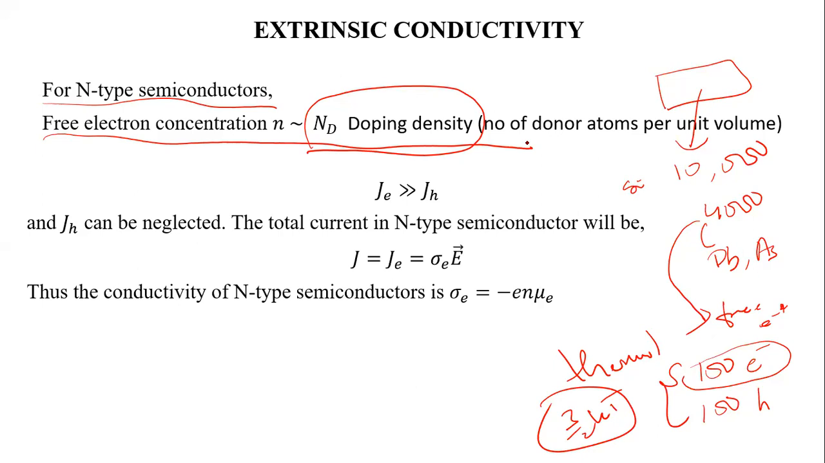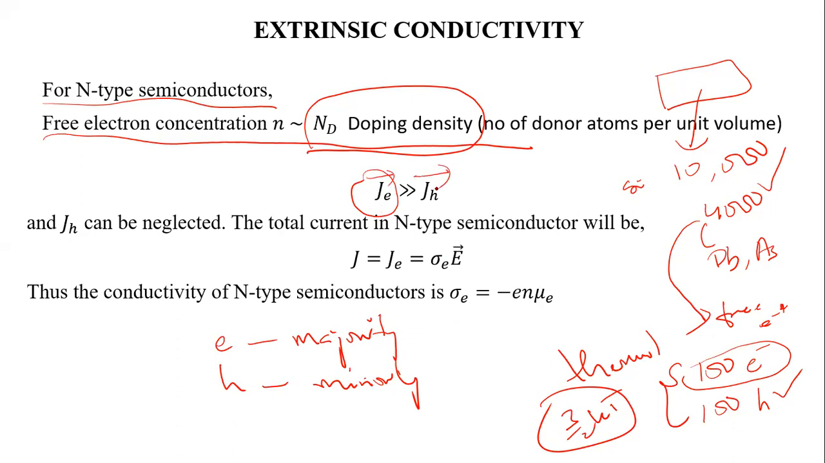If that is the case, you see that now we have a large quantity of free electrons and a very small quantity of holes, so electrons are now the majority and holes are now the minority. So holes are minority charge carriers and electrons are majority charge carriers in an n-type semiconductor. When that happens, you will find that the current contribution by the electrons will be much greater than the current contribution by the holes. Therefore, the contribution of current by the holes can be neglected in an n-type semiconductor.